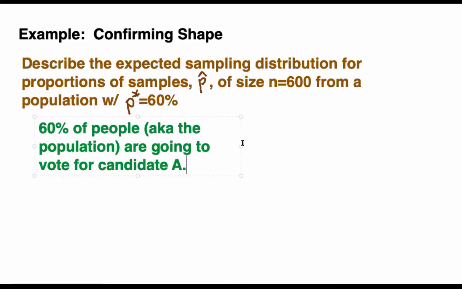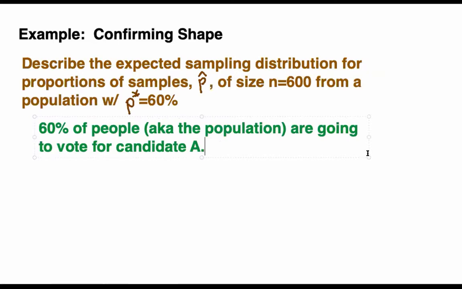Okay, so if we go up to someone and say, are you going to vote for candidate A, yes or no? 60% of them are going to say yes. Now, there might be more than one candidate, but we're just focusing on candidate A versus all the others, because it looks like candidate A is probably going to be the winner. So the idea is if I poll 600 people, I'd like to know something about what that distribution would look like. All right, so let's start.